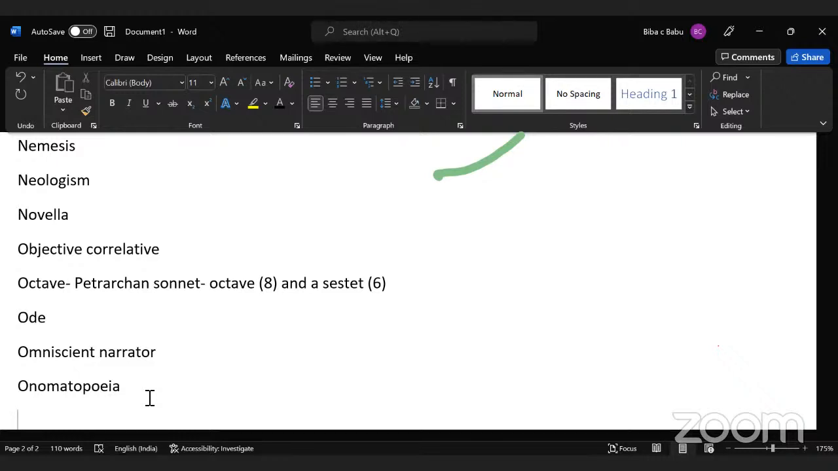Next is onomatopoeia. Onomatopoeia is a sounding word. We describe a word with its sound. For example, the buzz of the bee. Buzz is a sound made by the bee, but we are using the word buzz. The sound is describing the hiss of the snake. So onomatopoeia is a word whose sound suggests its meaning. Okay.